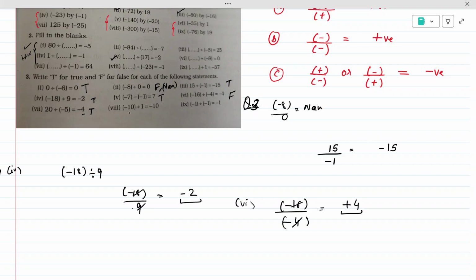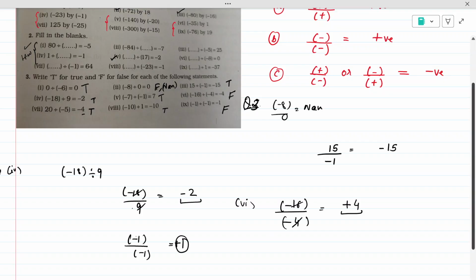And here minus 10 divided by 1 is minus 10. This is true. Minus 10 divided by 1 is minus 10 only. Last one is minus 1 divided with minus 1. So 1 divided by 1 is 1. Minus divided by minus is plus. Answer will be plus 1. But here it is minus 1. So this is false. Okay.